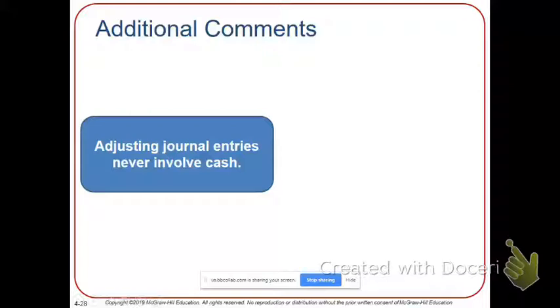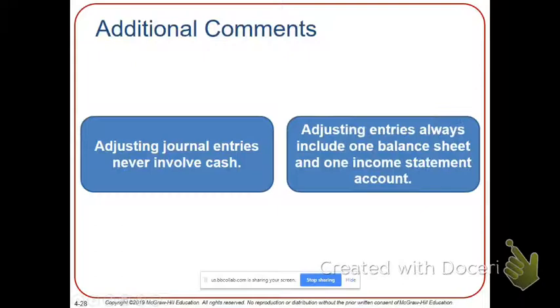Number one, they never involve cash, which we talked about. And every adjusting entry has one balance sheet and one income statement account. So if you use cash, then you know you have to have it. If you use an expense, you know you have to have a balance sheet account. If you use payable, you know you have to have an income statement account.